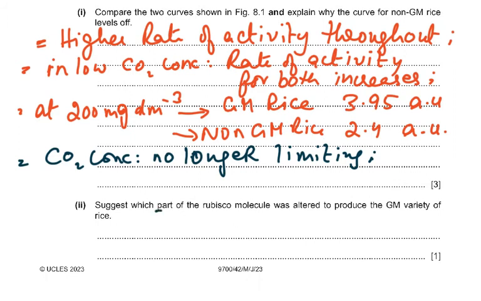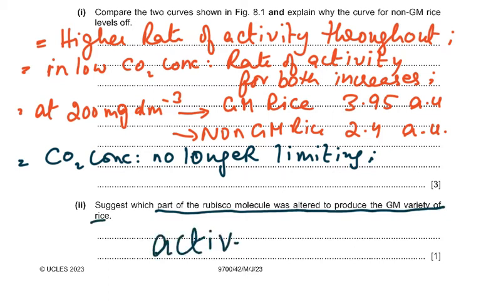Then it says suggest which part of the rubisco molecule was altered to produce the GM variety of rice. The active site. Naturally, the active site would be altered to facilitate it to work better, or to work slower anyway.